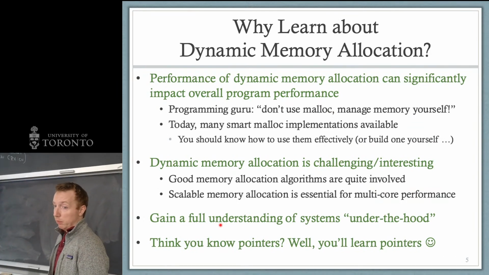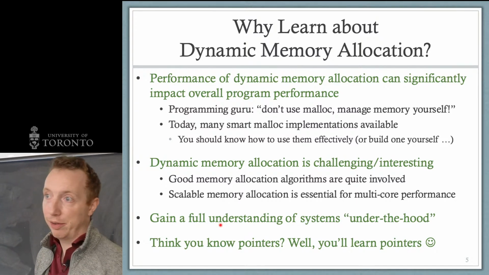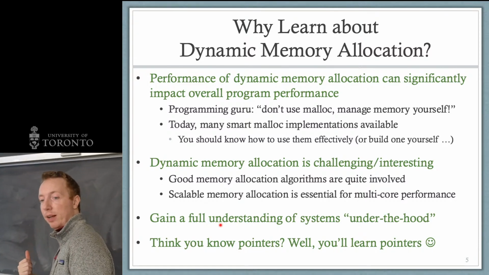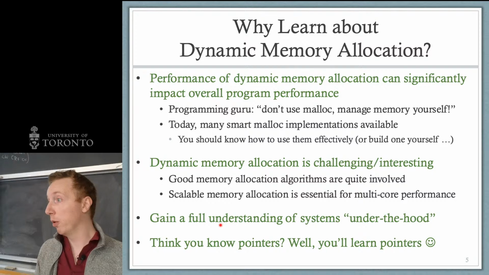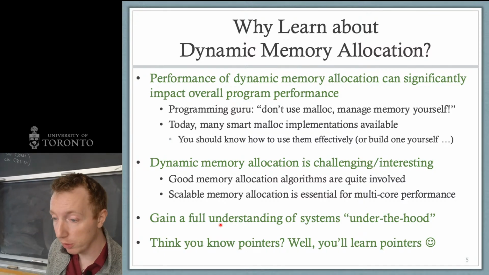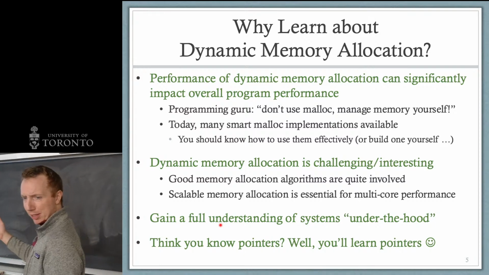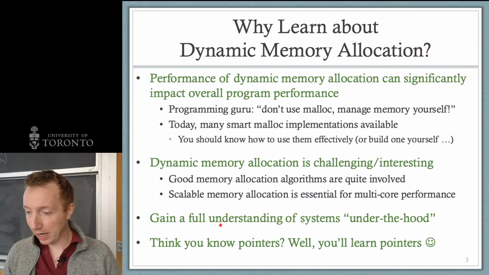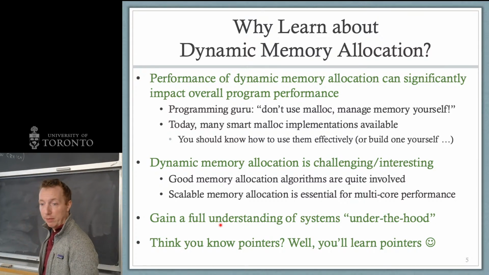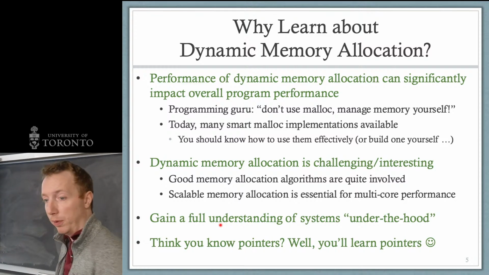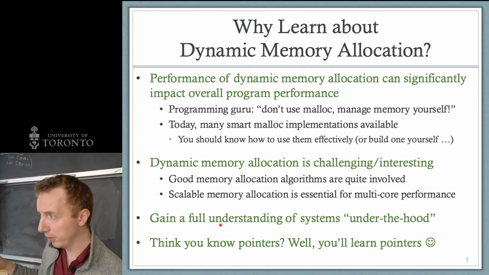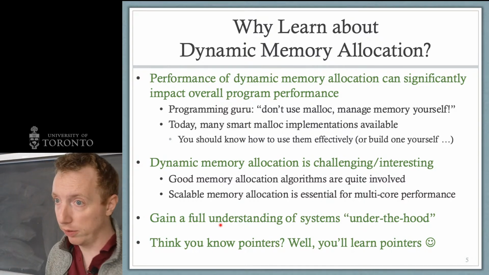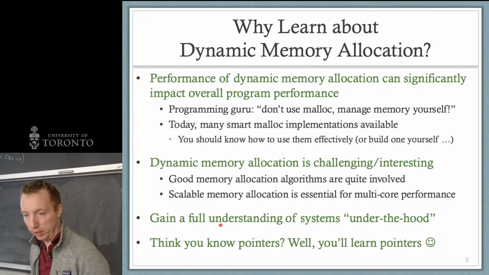All right, why would we learn about this? Well, it has to do with performance too. The performance of doing all of the mallocs can actually affect your program: where it allocates memory, how smart it is about doing it. You could just say don't even use malloc, just manage memory yourself. But there are a lot of different malloc implementations. We'll go over some of them in a later lecture, but Firefox and Chrome won't use the standard C malloc. They'll use something like jemalloc that we'll get into later.